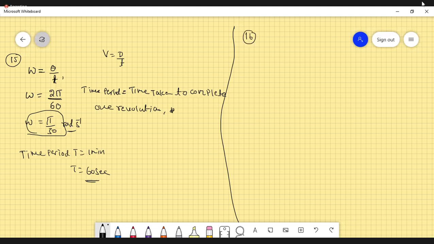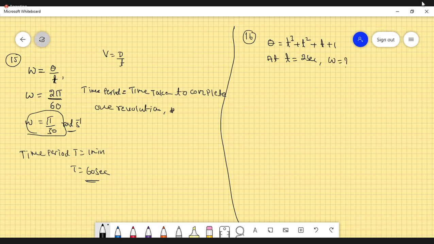The angular displacement of a particle is given by theta equals t cube plus t square plus t plus 1. Then its angular velocity at t equals 2 seconds is? So at t equals 2 seconds, its angular velocity.